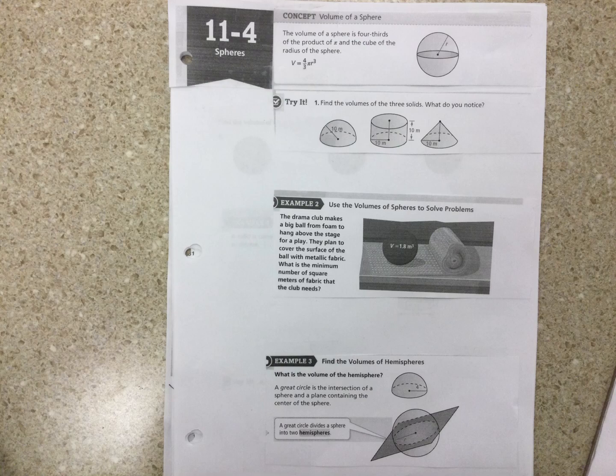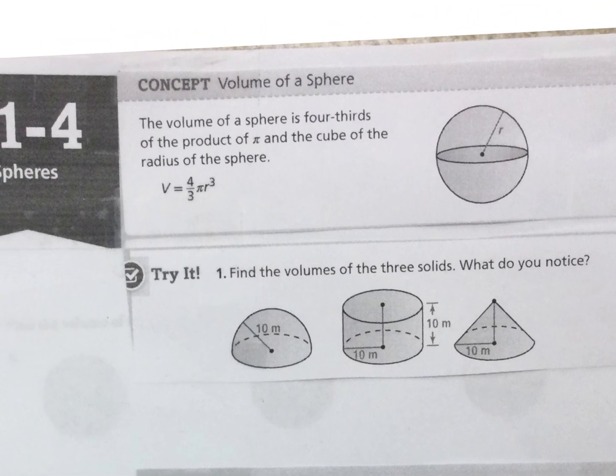Okay, so 11.4 is volume of a sphere. We're also going to look at surface area of a sphere too. But the volume of a sphere formula is right here. So 4/3 pi r cubed.